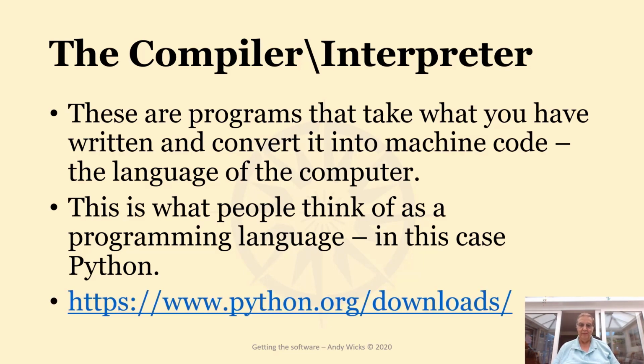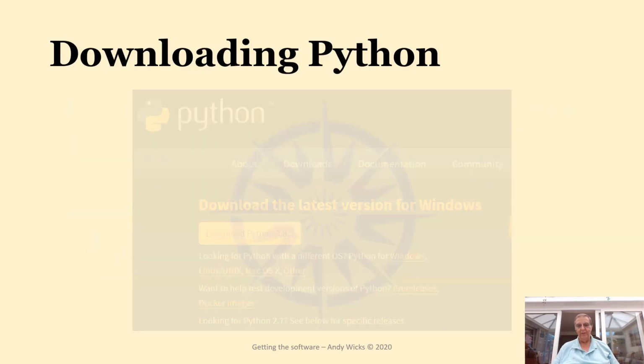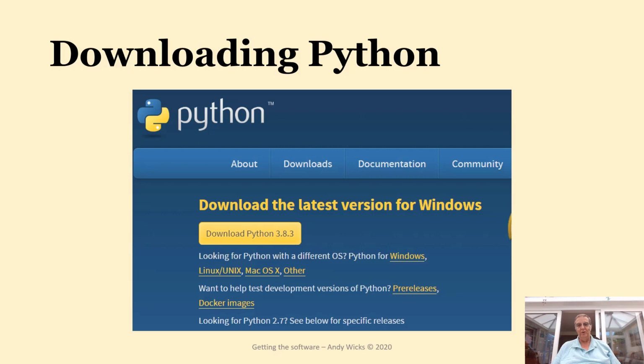Now you can get Python at www.python.org, downloads. The addresses that you see in this will all be in the description at the bottom. So, downloading Python, well that's quite easy. You go to the address on the previous slide and you'll get something that looks like this. You then click on the download Python program. Now at the moment it's showing 3.8.3, but that may change. The principle is exactly the same.